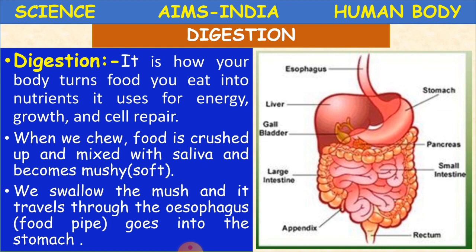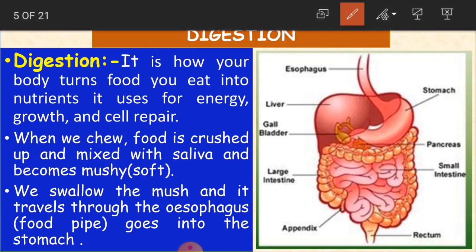We said our body is made up of cells. Many cells together make tissues, many tissues together make organs, and many organs together make a complete human body. So it is very important for us to have this energy, growth, and cell repair. And when do we have these? When our food gets digested. Okay, clear? And when we chew, food is crushed up and mixed with saliva and becomes mushy.